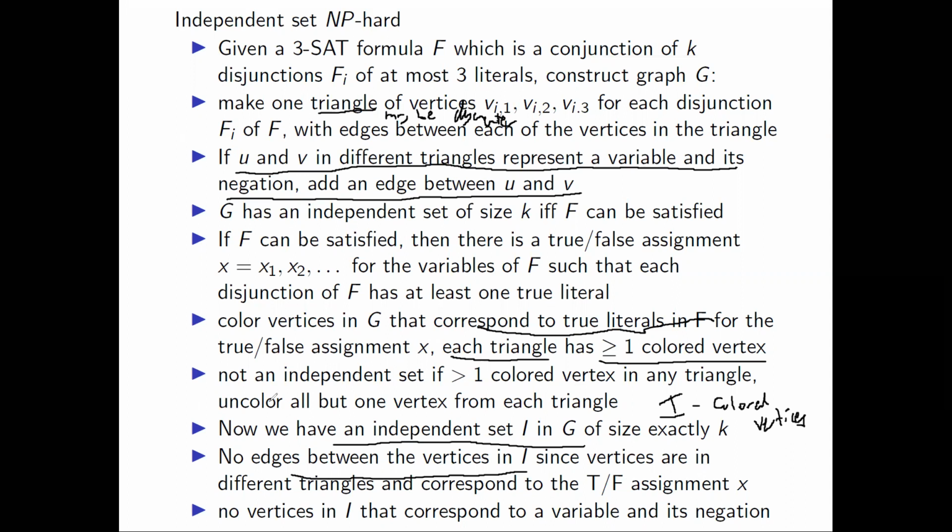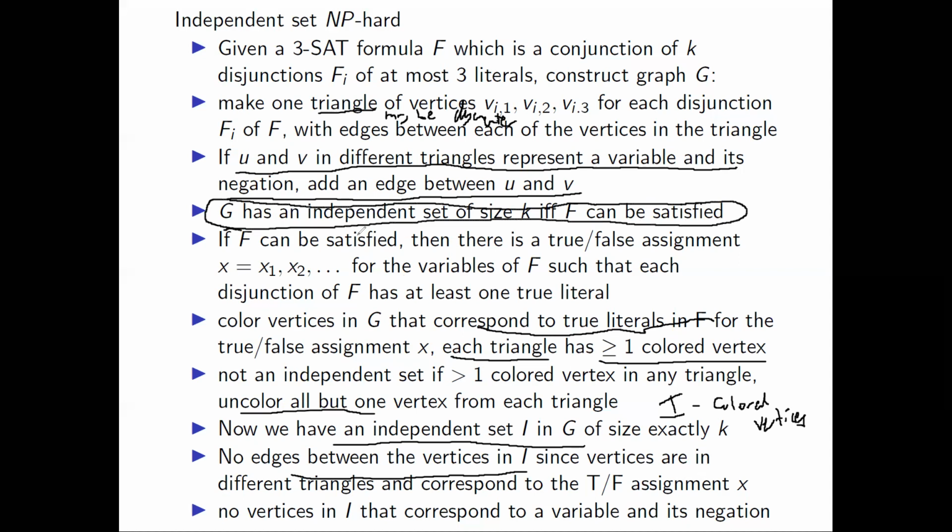So we colored vertices, we uncolored some of them. The vertices that we end up with that are colored, that's our independent set. And there's not going to be any edges between vertices in this independent set because all of the vertices are from different triangles. And two vertices from different triangles that represent a variable and its negation cannot both be in the independent set by how we constructed G. So this is why we get the if and only if here. So G has an independent set of size K if and only if F can be satisfied.